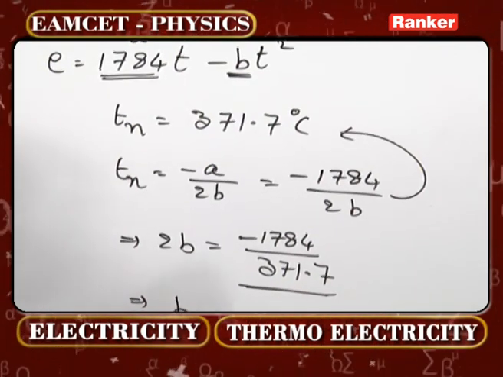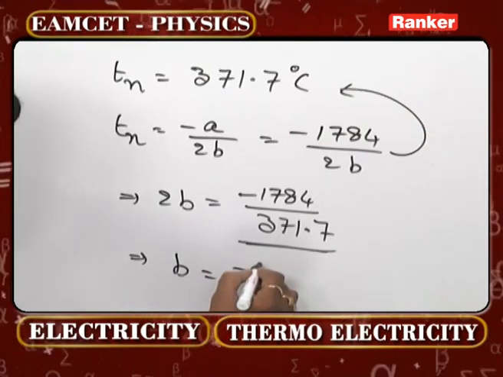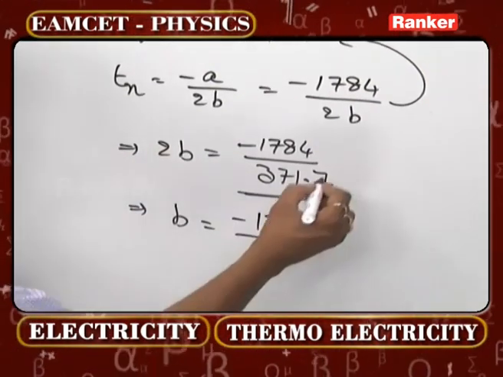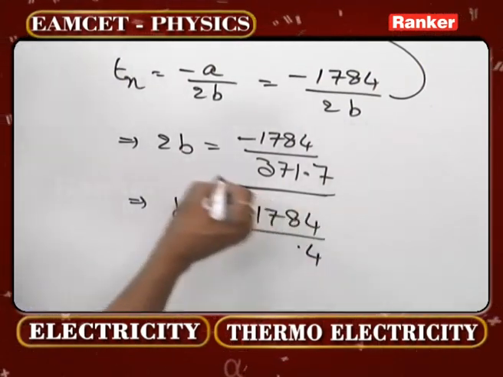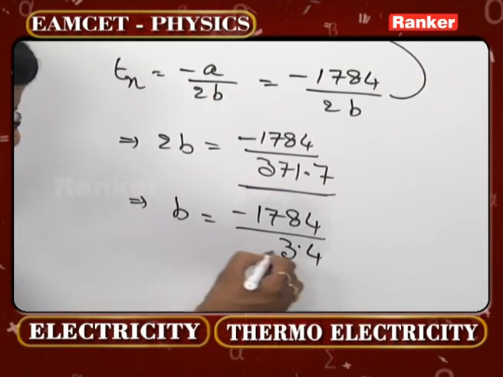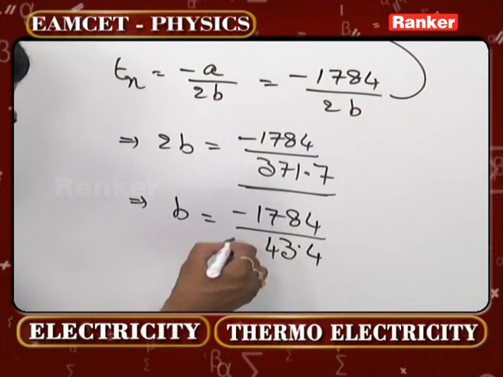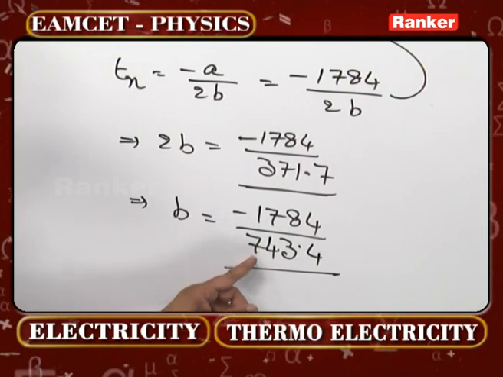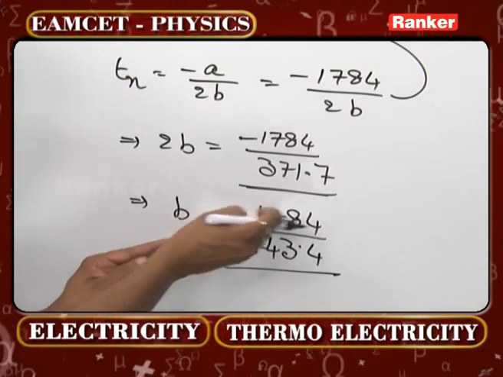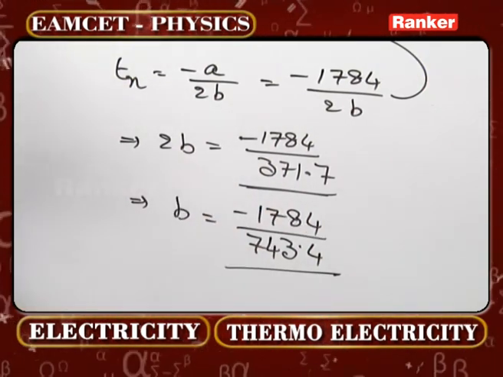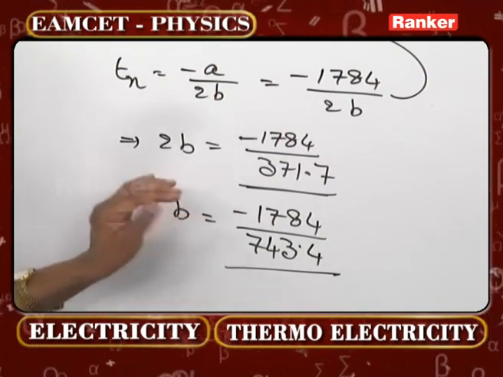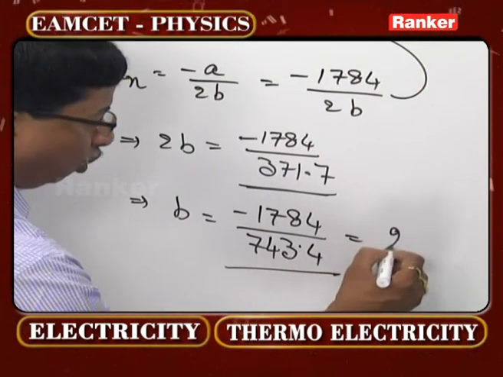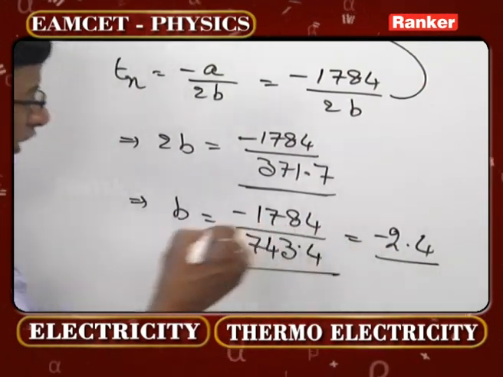But we want only B. So minus 1784 by 2 times this one. 2 7 is 14, that's 1. 2 1 is 2, 2 plus 1 is 3. 2 7 is 14, that's 1, it is now 7. 743, just look carefully, 743, it cannot be cancelled 3 times in 1784. So it will definitely be above 2 times. So out of all the 4 options, 2.4 is the nearby answer for us.